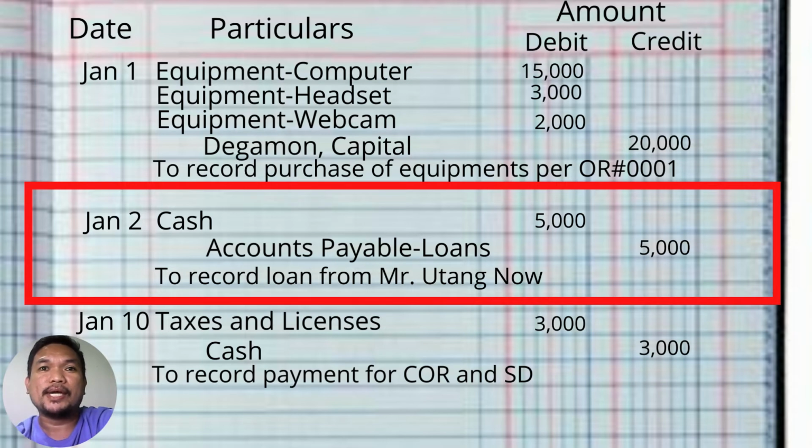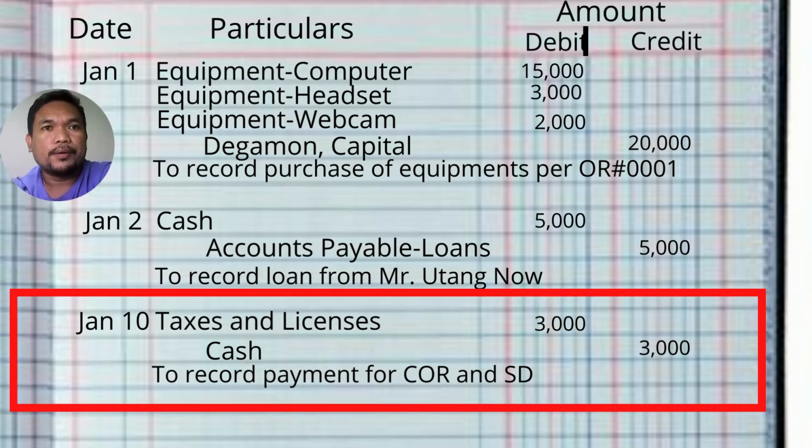And then do not forget the explanation: to record loan from Mr. Utang Now. Okay. So 5,000 again, debit side and credit side balance. So that's 5,000 and 5,000.